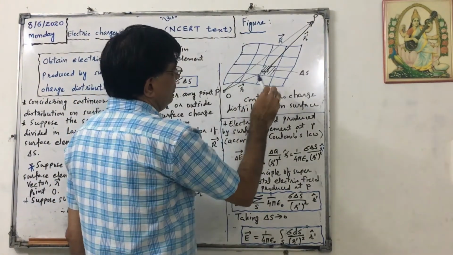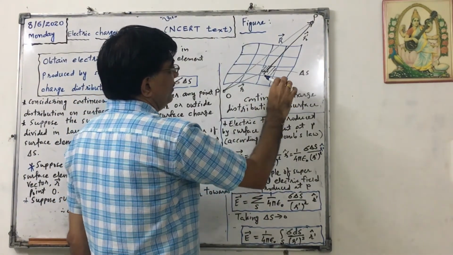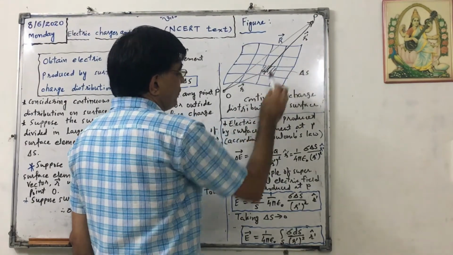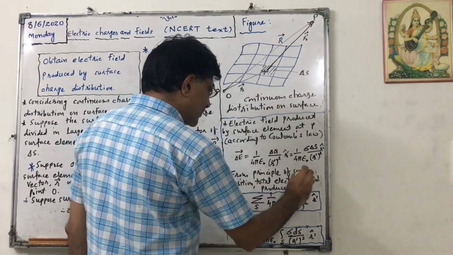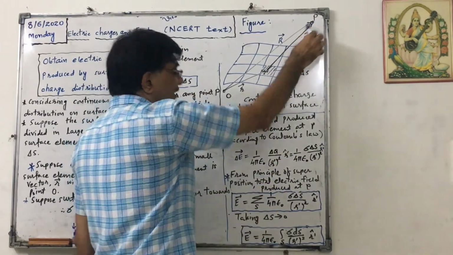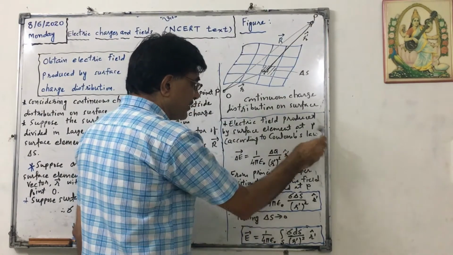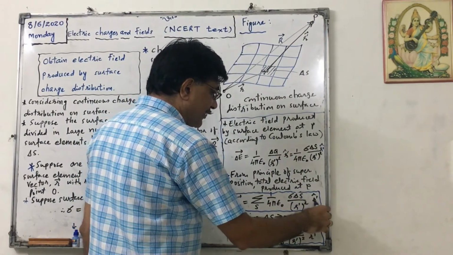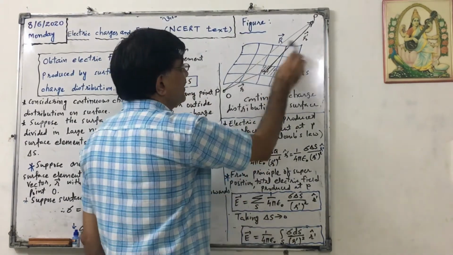Now I have found out the electric field produced by this element, but there are so many elements. So I have to use the principle of superposition. Then the total electric field will be the sum of all these fields: 1 upon 4 pi epsilon naught sigma delta s upon r dash square into r dash cap for the total surface.